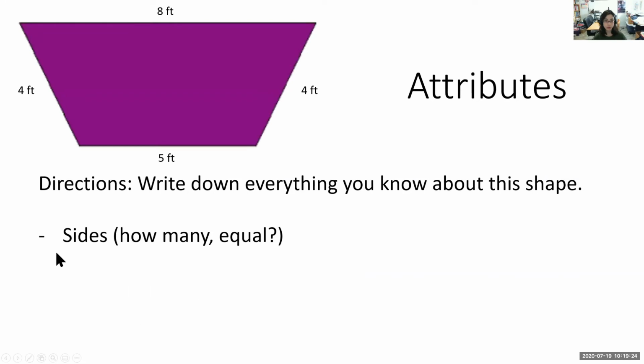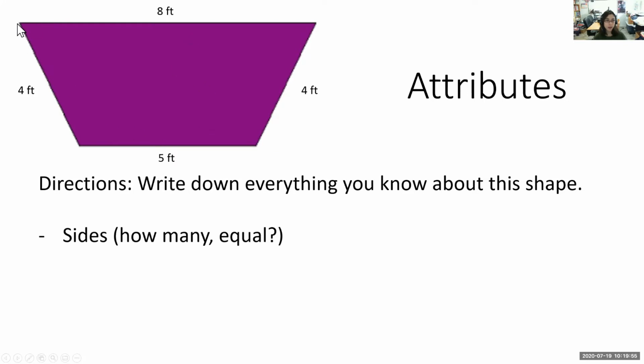So once again, we're going to talk about how many sides there are and whether these sides are equal, or if any of the sides are equal. So first, let's talk about how many sides there are. Well, looking at our shape, there is 1, 2, 3, 4. 4 sides. And are any of the sides equal? Well, if we look at the top part and the bottom part, we can see that these have 2 different measurements. So these are not equal.